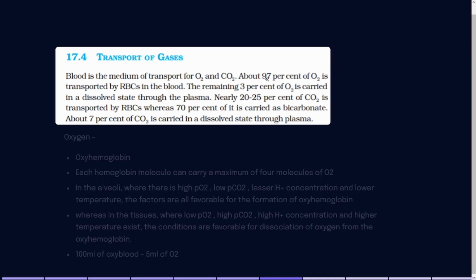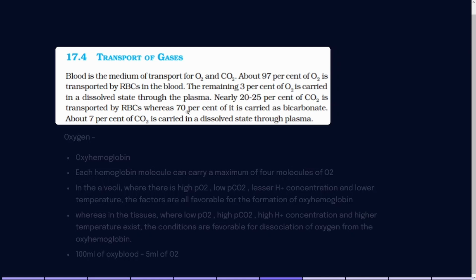So first you need to know that about 97% of the oxygen is transported by RBC in the blood, as compared to 20 to 25% of CO2 which is transported by RBC. So 97% of O2 by RBC and only 20 to 25% of CO2 by RBC. Next, 3% of oxygen is carried in dissolved state through plasma, as compared to 7% of CO2 which is carried in the dissolved state through plasma. So again, 3% of O2 in plasma, 7% of CO2 in plasma.